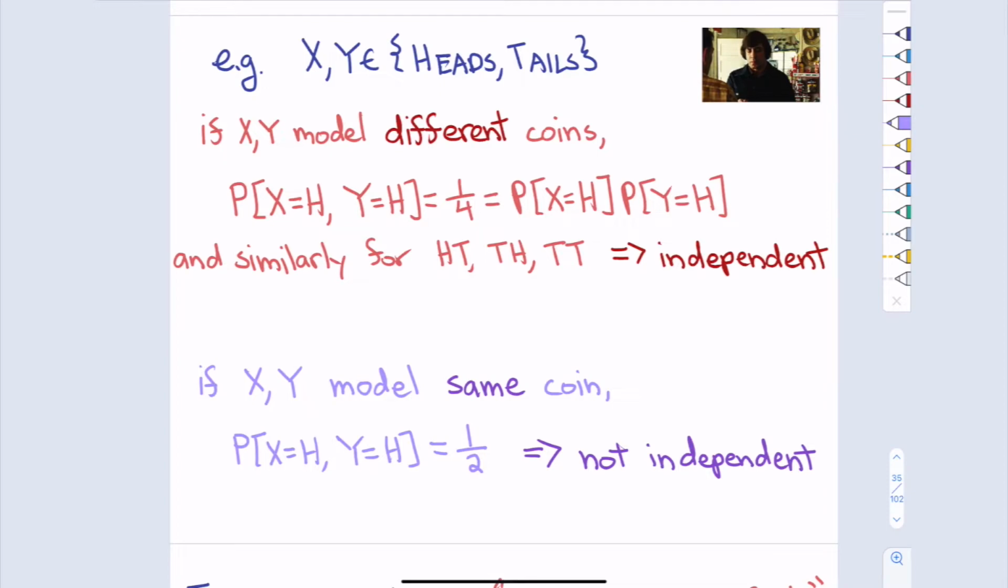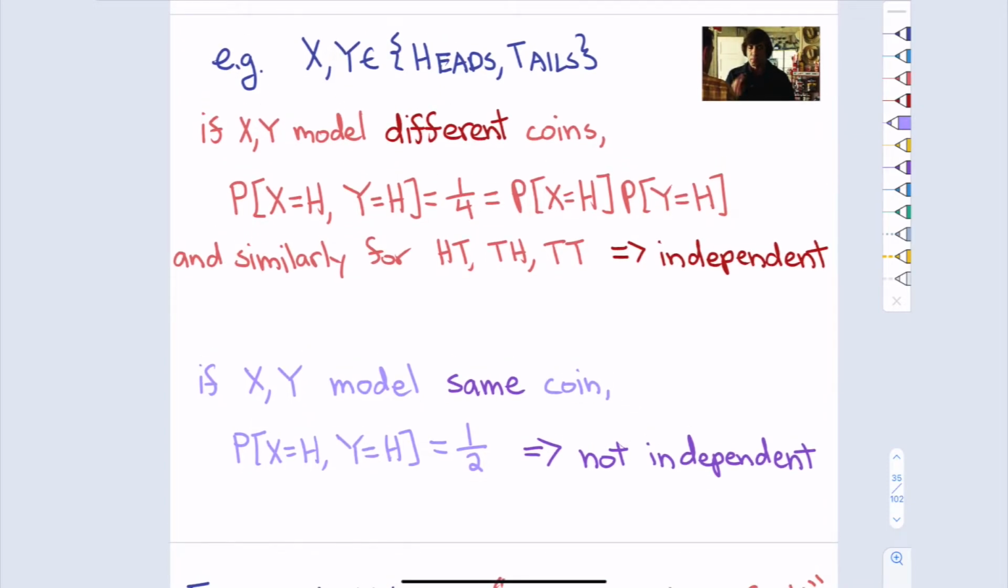Again, not too exciting an example of a difference between independent and dependent. If you flip two different coins, independent coins, so I have X and Y, and they model different coins that are being tossed. And I want to look at, oh, what are the odds of heads-heads, or heads-tails, or tails-heads, or tails-tails? Each of those combinations is going to have a probability of 1/4.